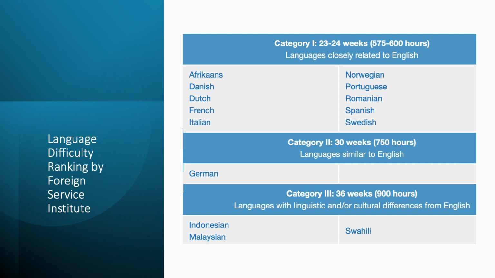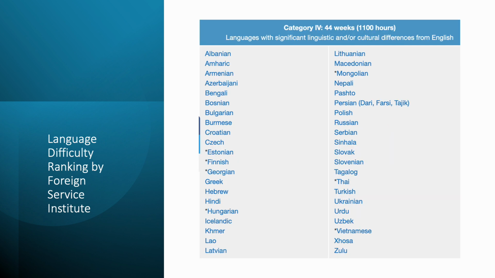That works out to about 25 hours a week for all these categories. Category 2 would be 750 hours for German, 900 hours for some of this Indonesian, Malaysian, and Swahili languages. There's quite a few languages in category 4, which they say has significant linguistic and/or cultural differences from English. So it could take up to 1,100 hours to acquire a lot of these languages if English is your first language.